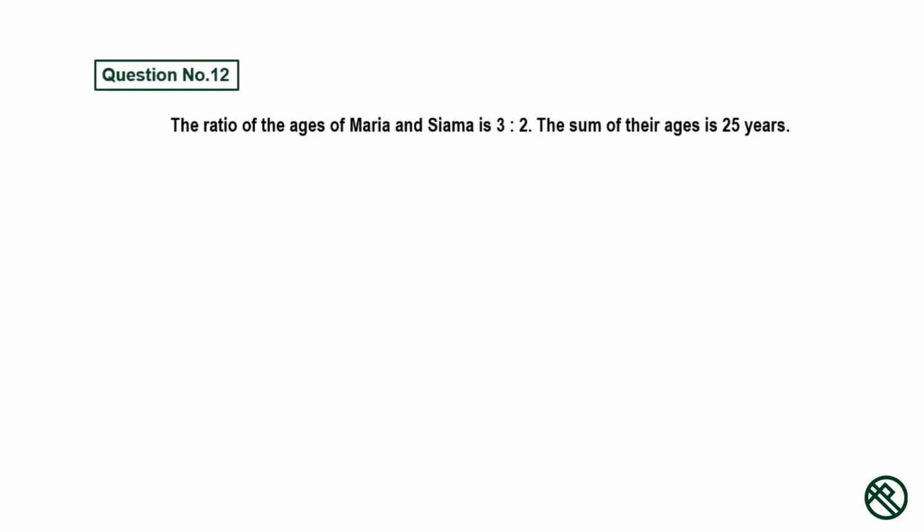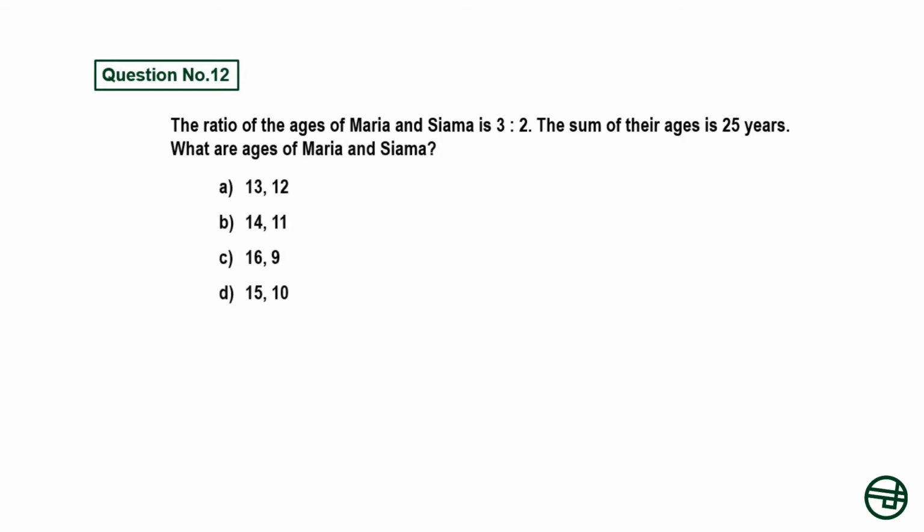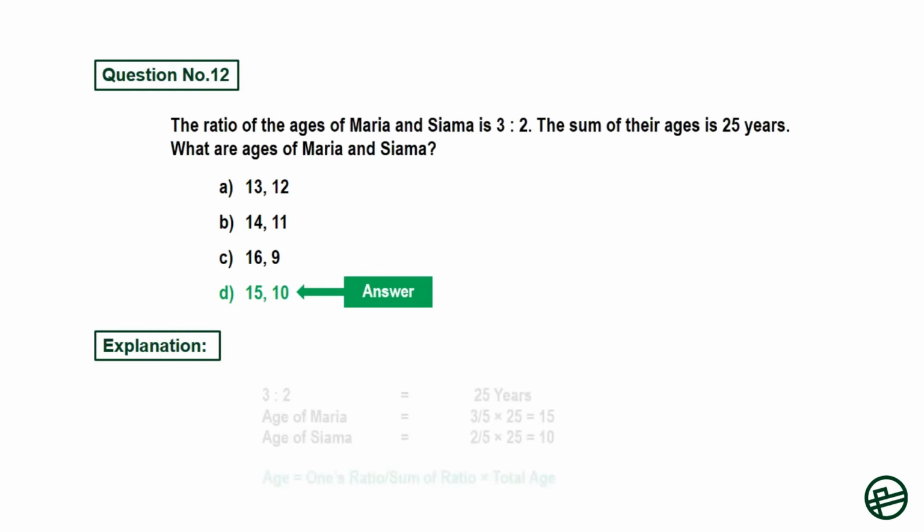Question number 12. The ratio of the ages of Maria and Siema is 3:2. The sum of their ages is 25 years. What are the ages of Maria and Siema? Option A, 13 and 12 years. Option B, 14 and 11 years. Option C, 16 and 9 years. Option D, 15 and 10 years. Answer is option D, 15 and 10 years. Explanation.